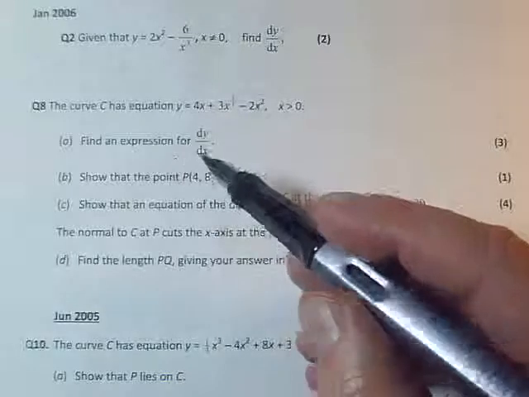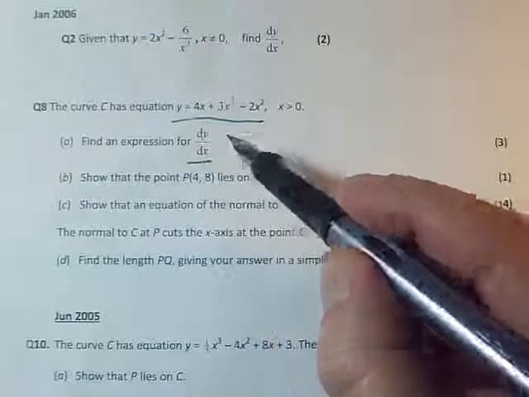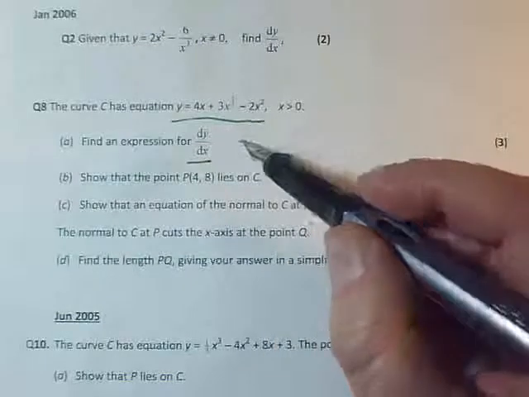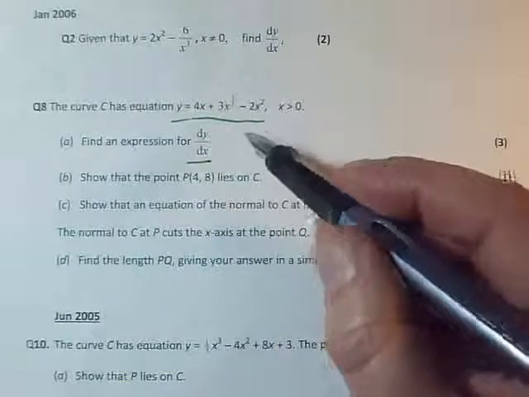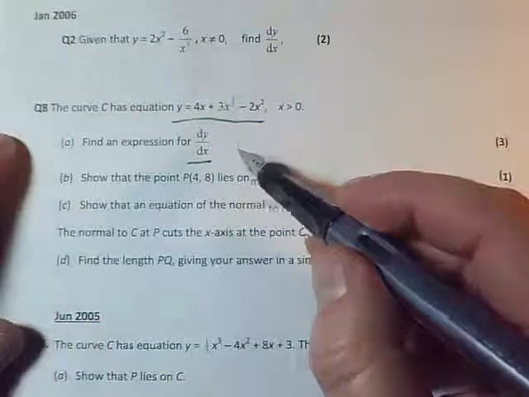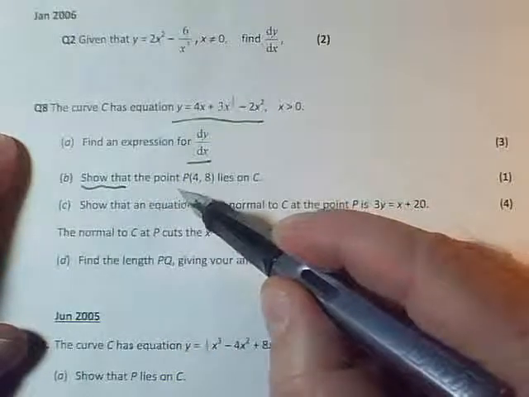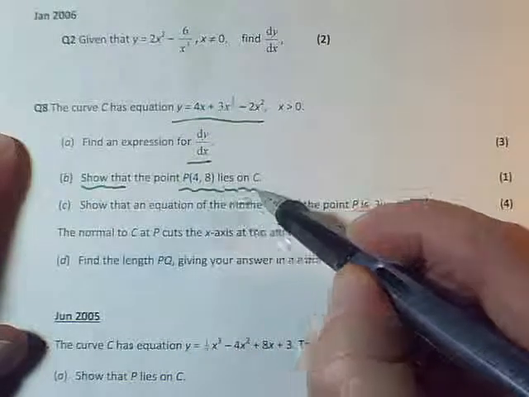Okay, for this question, we've got a formula for y, and we've got to get dy by dx, so we just used the normal rule for differentiating, decreasing the power when you're differentiating and multiplying by the old power. Then we've got to show that, so that our final endpoint is going to be this point lies on C.